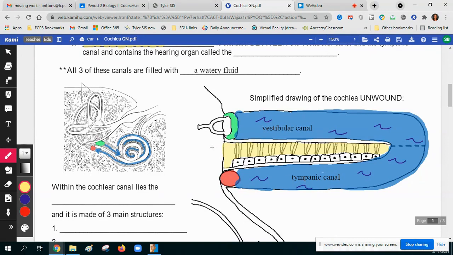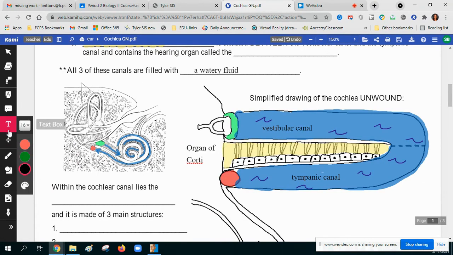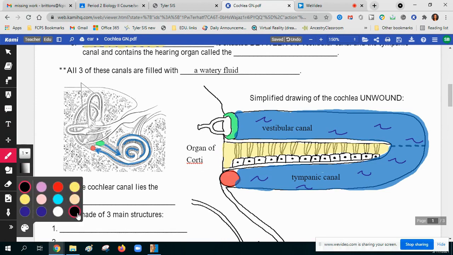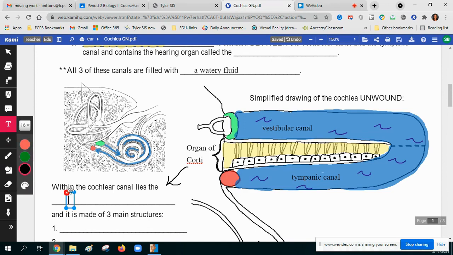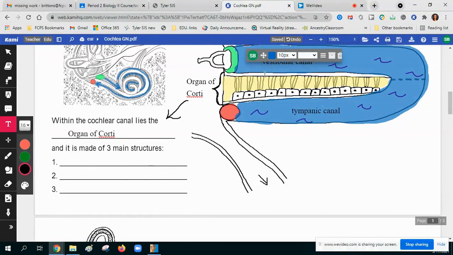So what we're looking at is a very important structure that is directly related to our ability to hear, called the organ of Corti. And I'm going to make a bracket here to include the structures of the organ of Corti. Very specific. And it's got this membrane at the top, membrane at the bottom, and the hair cells in between. Within the cochlear canal lies the organ of Corti. And the organ of Corti is made of three main structures. It's like a sandwich, really.